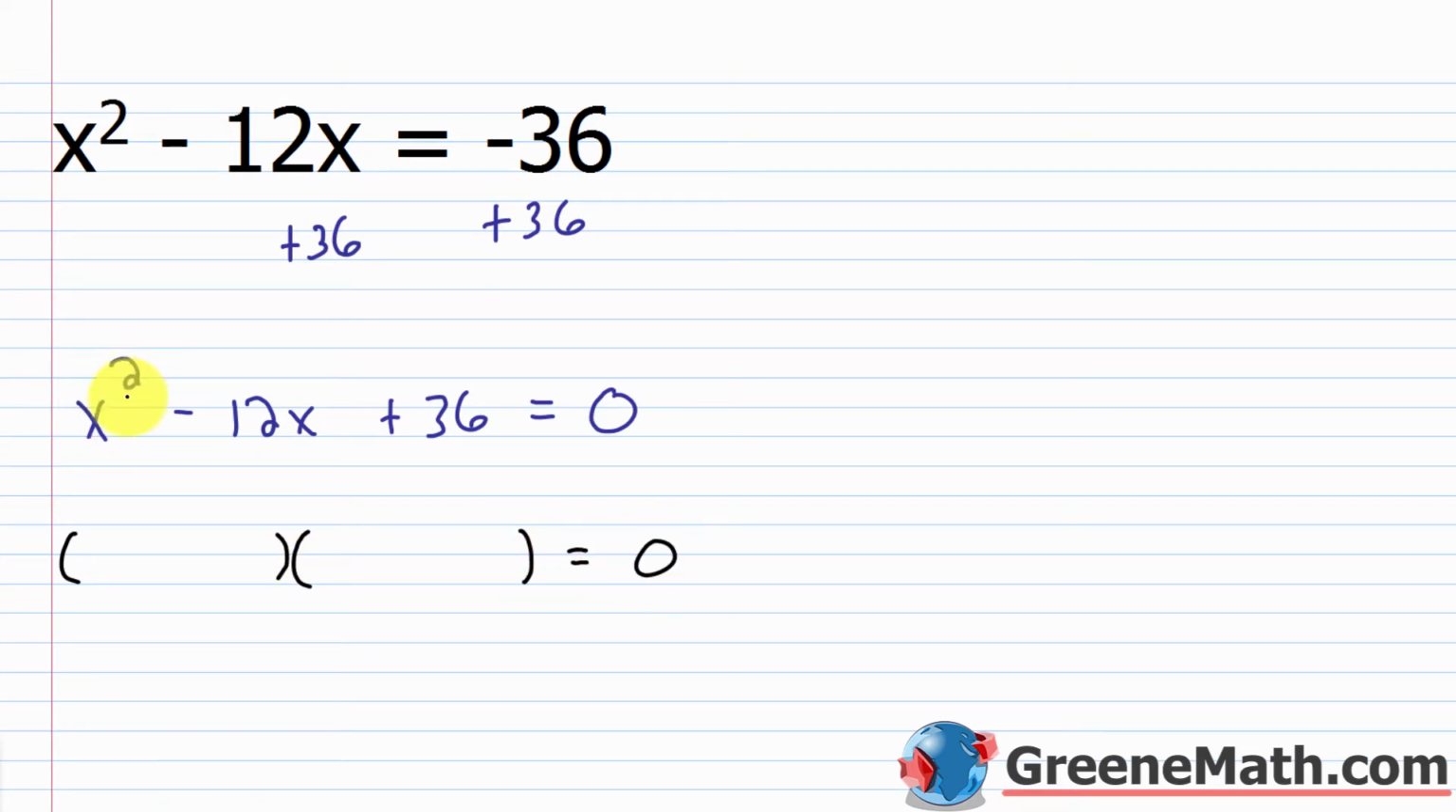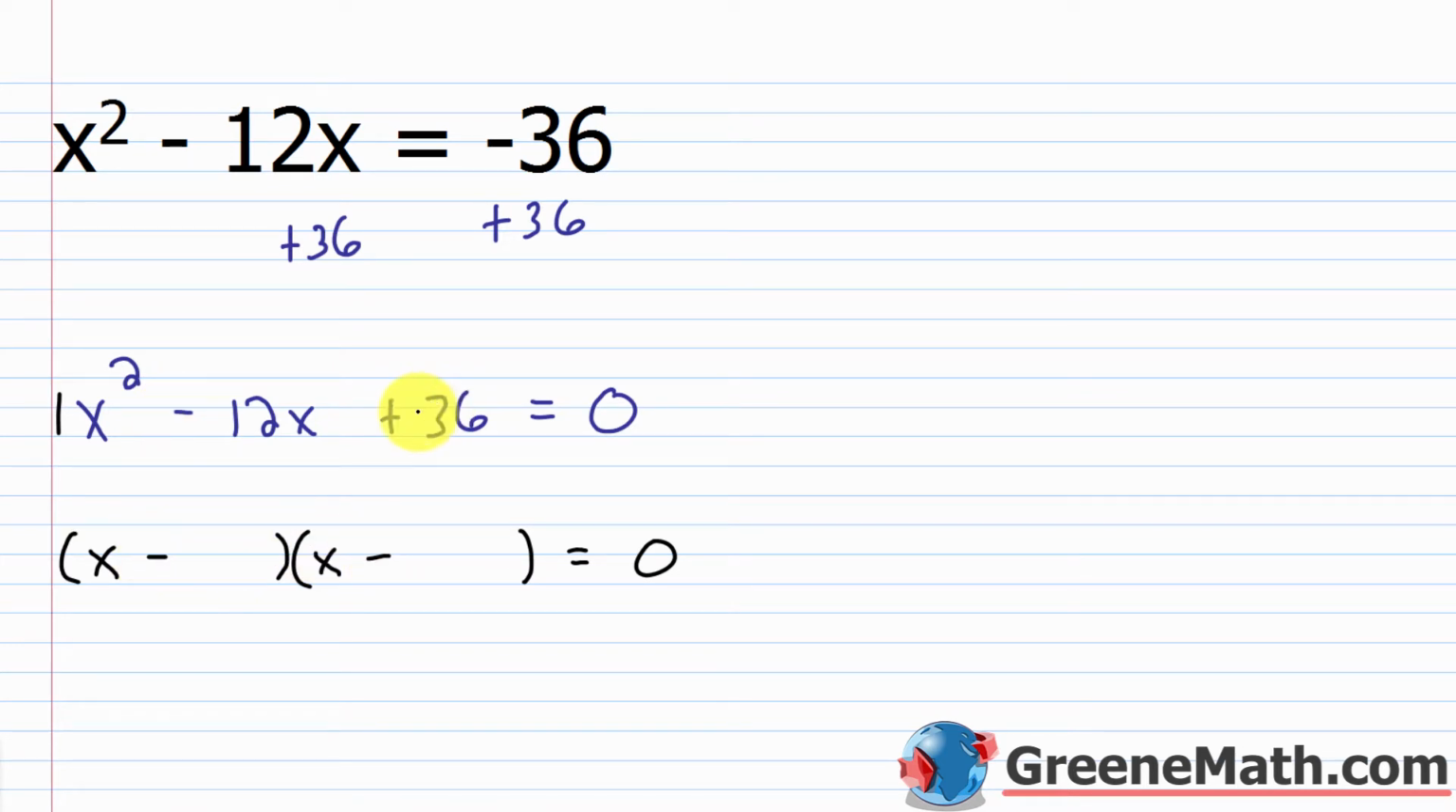I know that I have x squared here, and this is a 1 as the coefficient for x squared. So this would be x, and this would be x. And I simply need to find two integers whose sum is negative 12 and whose product is 36. Well, I know I'm looking for a negative and another negative. Negative plus negative is negative. Negative times negative is positive.